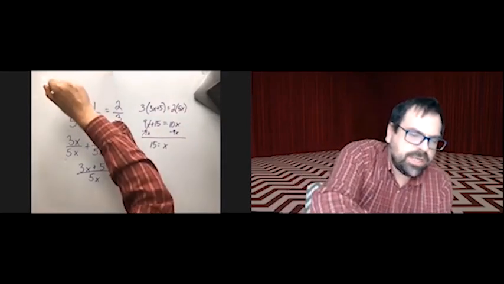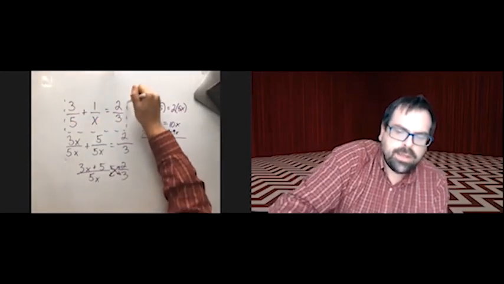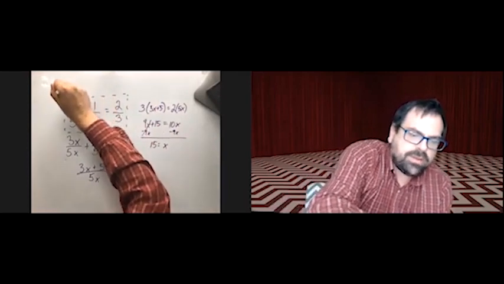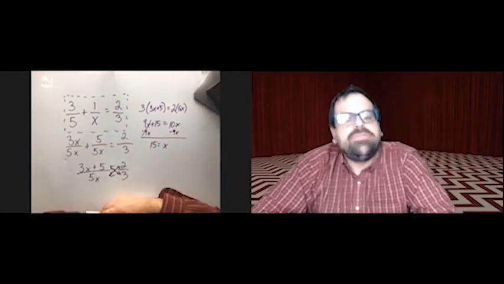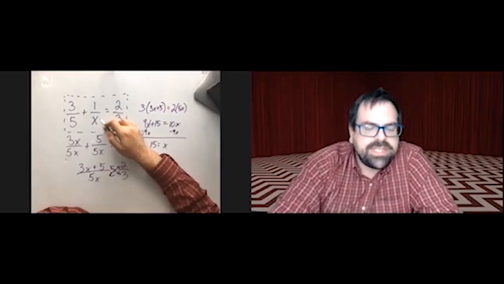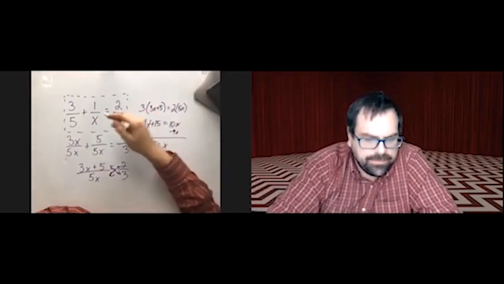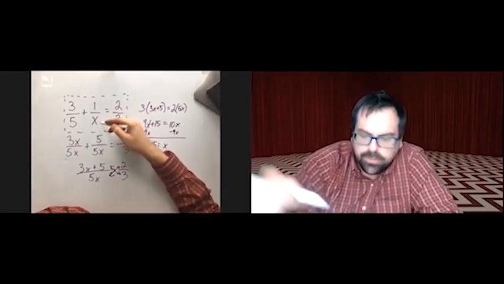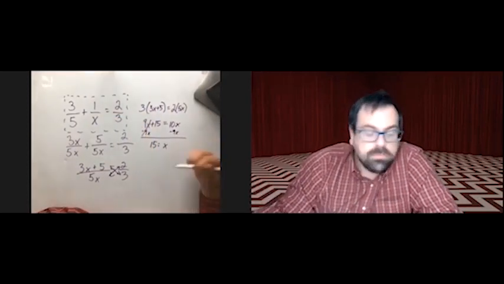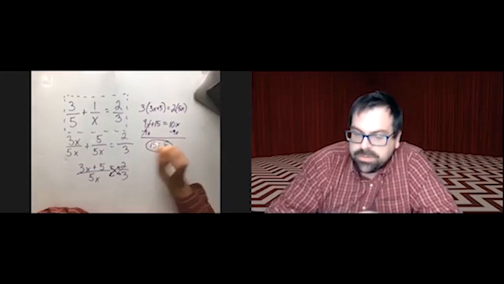Looking at the original equation, there's only one value we would not be allowed to have, and that would be x equals 0, because the bottoms of fractions can't be equal to 0. Did we get x equals 0? No, so we're good. x equals 15.